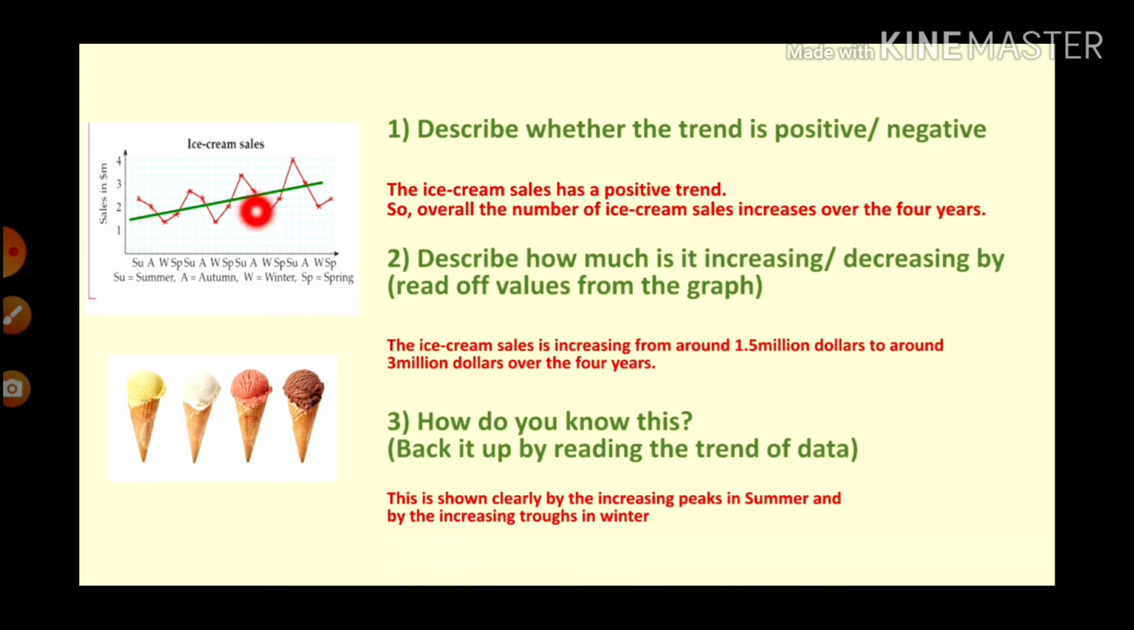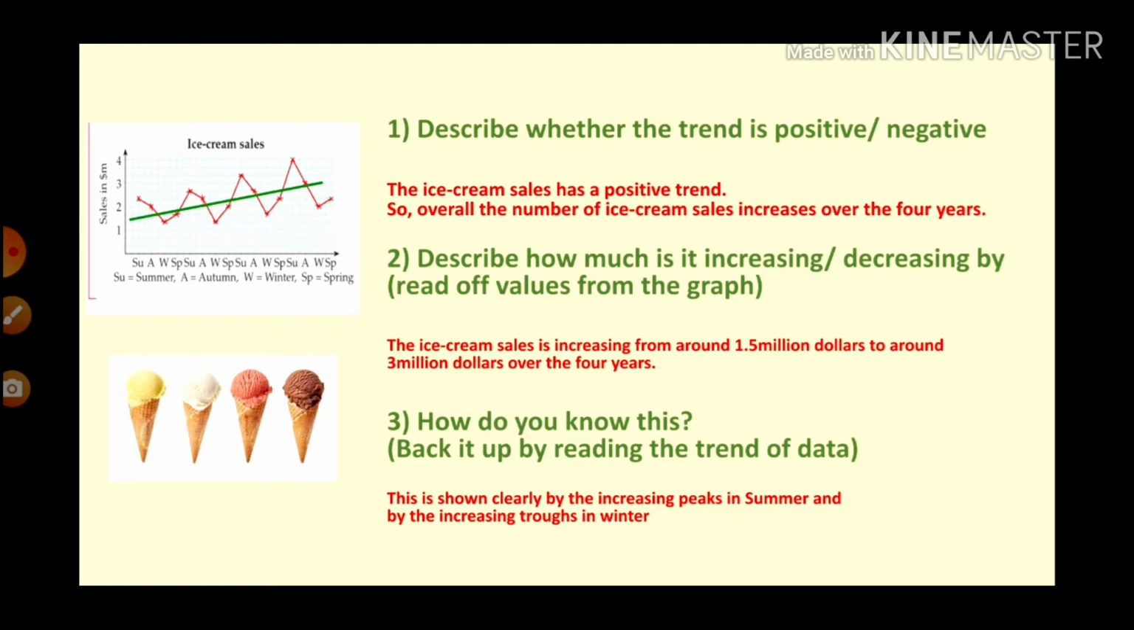What does it mean? Where's my peak? Every summer, I had the peak, whereas every winter, I had the troughs, right? So if I just compare the peaks every single year, it's increased over the years. And also troughs, the minimum sales of the year, it also slightly increased.